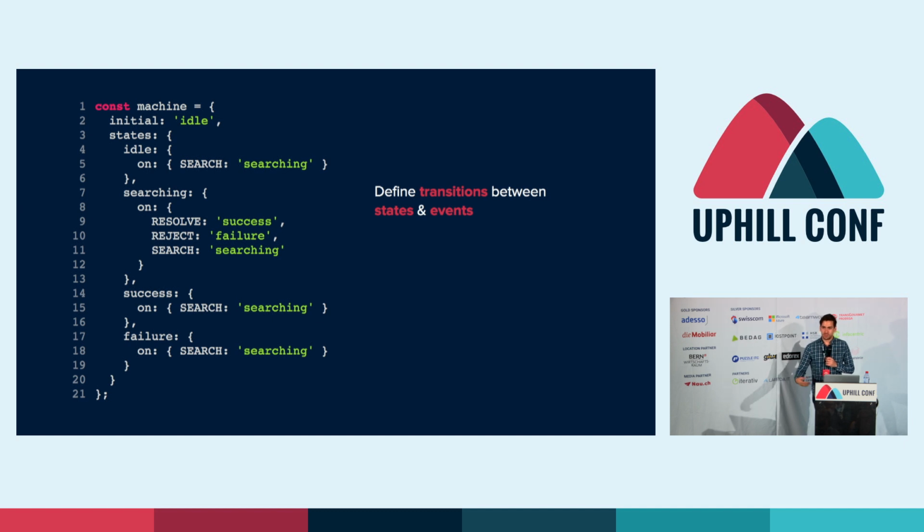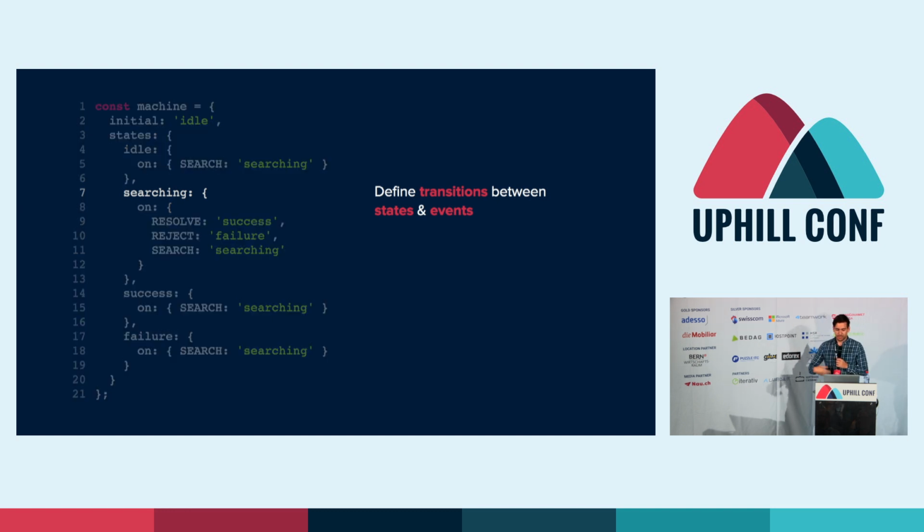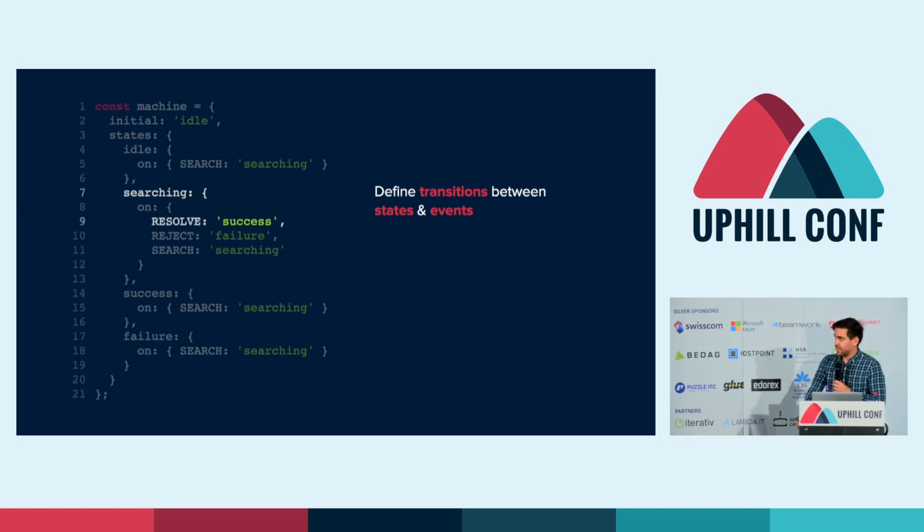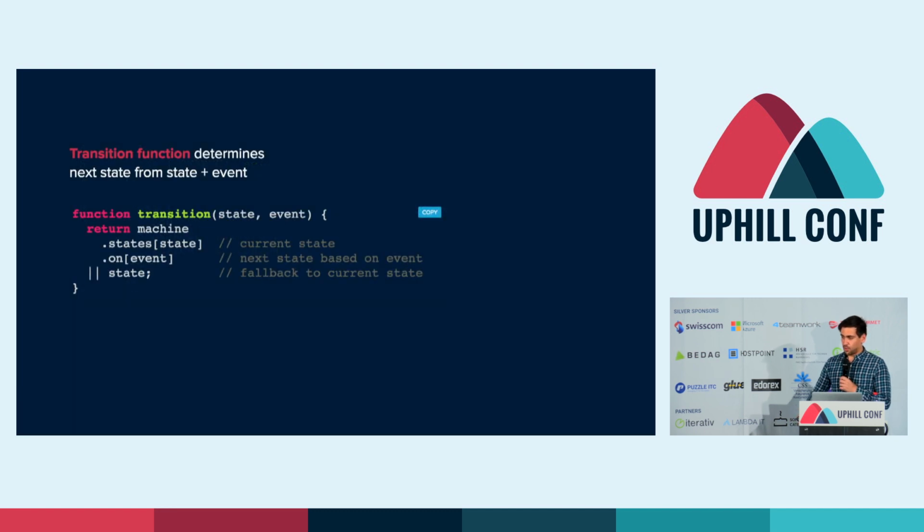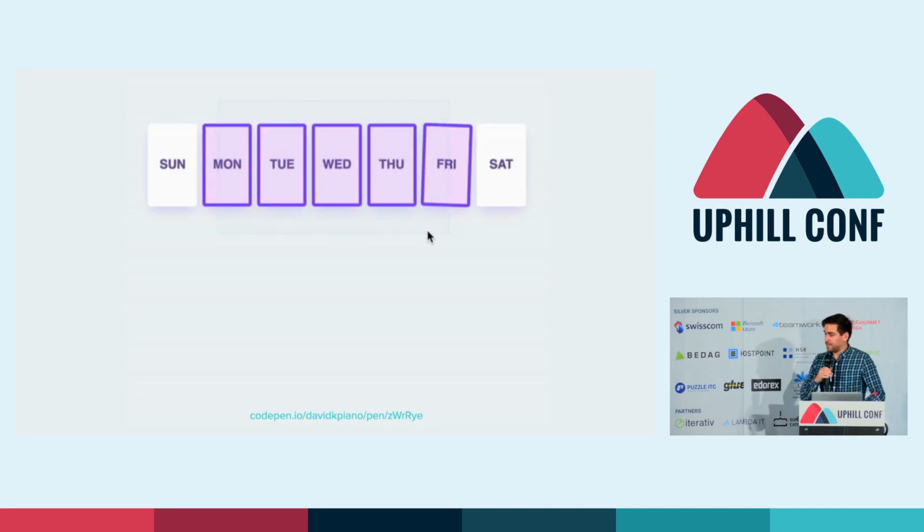Traditionally, you could use switch case statements, of course, but I like using objects instead, because objects are much more terse and a little bit easier to read. And you could also take this object and enumerate through all the states and all the events. In this case, let's say that we're in the searching state, and let's say that the resolve event happens. Now we're in success. And so this is just a simple object lookup. So our transition function becomes just as simple as take whatever state we're in, figure out what the next state is based on the event, or stay on the same state if we didn't figure out what that next state is.